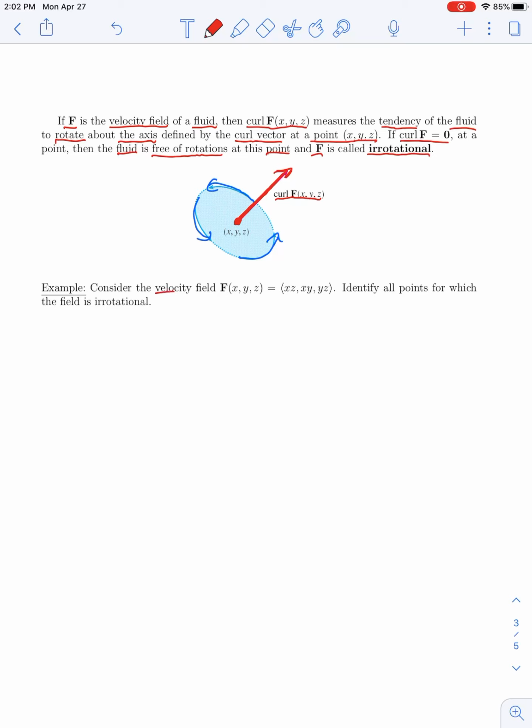So for this next example, we have the velocity field, f of x, y, z, whose components are given. And we are asked to identify all of the points for which this field is irrotational. Now, irrotational means that the curl is 0 at that point. So we need to start by finding our curl vector.